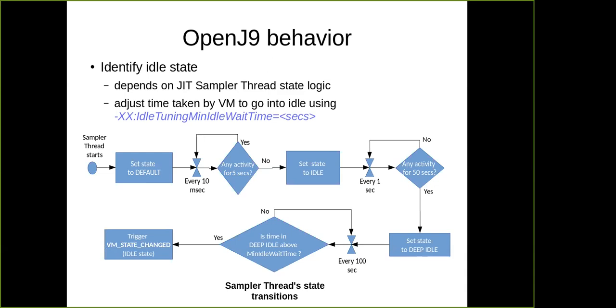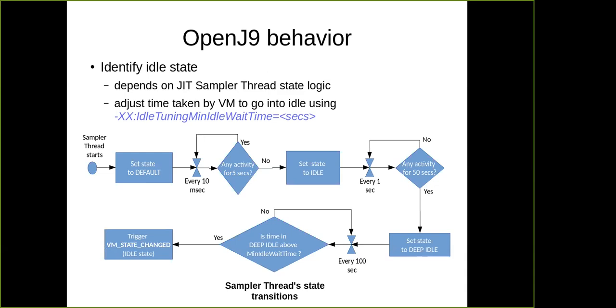Now, since we are relying on the sampler thread state logic to declare the VM as idle, it has two implications. First, you can see from the flowchart, it takes around 55 seconds for the sampler thread to go into deep idle. And unless the sampler thread has gone into deep idle, we don't declare the VM as idle. So to declare the VM as idle, it will take a minimum of 55 seconds.